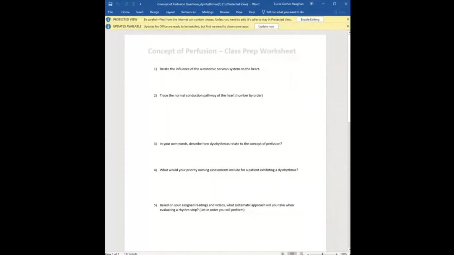So this is your concepts of perfusion worksheet that you turned in through Blackboard. I'm just going to go over a few things on it. Relate the influence of the autonomic nervous system on the heart. So the autonomic nervous system is comprised of the sympathetic and the parasympathetic nervous system. We know the sympathetic nervous system is going to increase heart rate, and parasympathetic is going to slow it down.